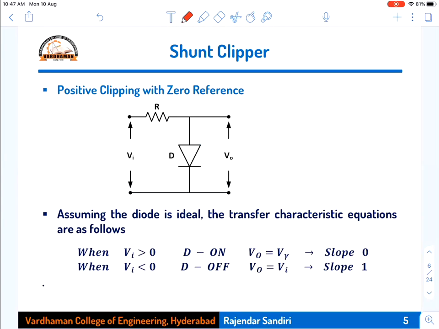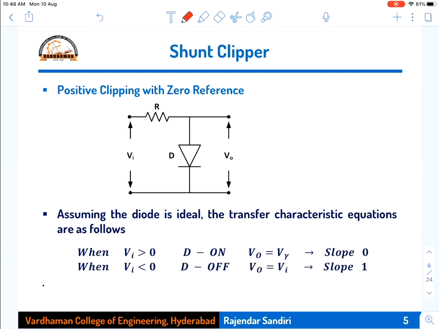First, we will see the shunt clipper. As I said, in a shunt clipper the diode is connected in parallel between input and output. Can you see the diagram here where the diode is connected in parallel between input and output? By seeing the diagram itself, we can tell what type of clipper it is. It is a shunt clipper. And in this circuit, is there any battery connected? No battery is connected, so we can say it is a zero reference.